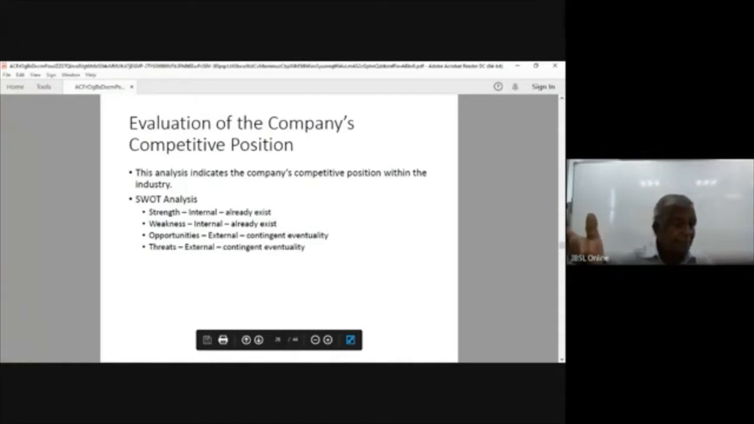This is external, and it is a contingent eventuality. That means it will be there and it may go. It may go out. It won't wait for you to come and use the opportunity. No, the opportunity is there. It is external, waiting. If the company can use it, very good. Otherwise, it vanishes. Similarly, threats. That also is external, that also a contingent eventuality. The threat is there. If the company neglects it, that will affect the company. So you do this analysis, SWOT analysis: strengths, weaknesses, opportunities, and threats.